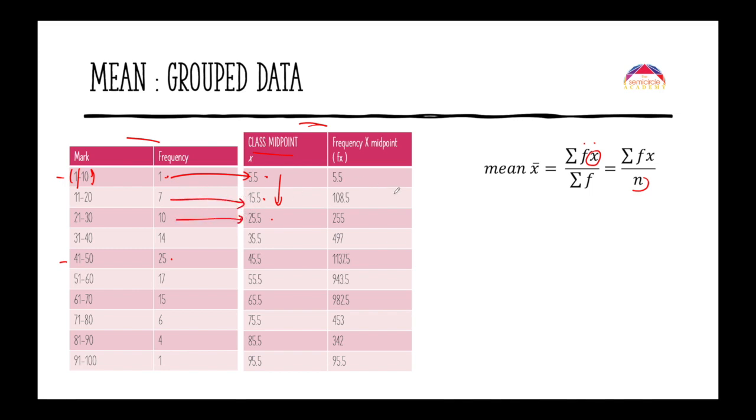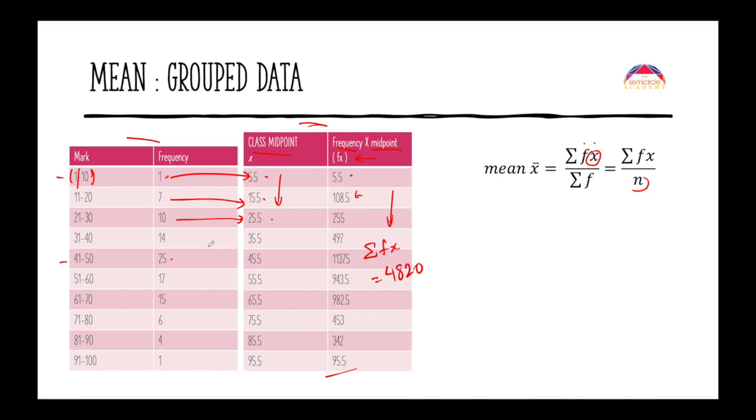So now that I have my class midpoints, I will multiply this frequency by each midpoint, and that's what I have on this side of the table. Frequency multiplied by midpoint. We can see 1 times 5.5 gives us 5.5. 7 times 15.5 gives us 108.5. So once we find all of that, now we can add up. We have here f times x. So now we can find the summation of f times x. And if we add all of these up together, what will we get?